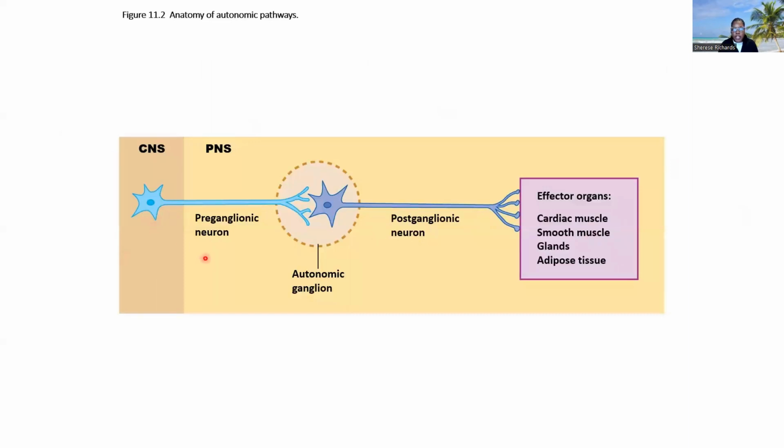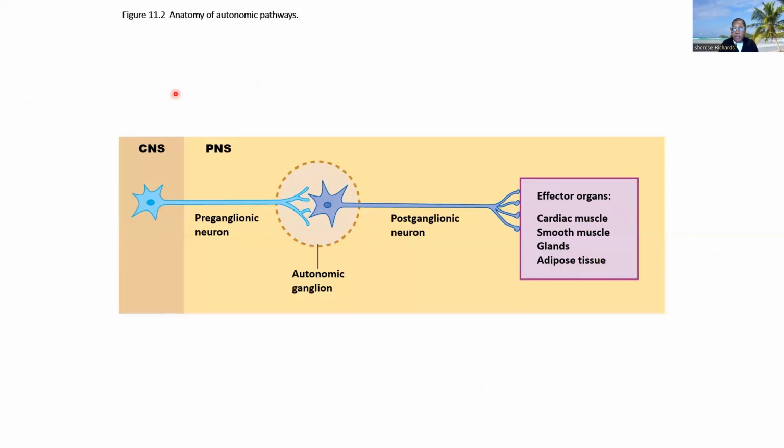Okay, so here's an illustration of the autonomic ganglia. So here's our central nervous system being brain and spinal cord. Here is our preganglionic neuron, and then here we have a synapse that's happening outside of the central nervous system. So we're going to refer to this synapse as a ganglia. And then this specifically will give rise to the postganglionic neuron. And then the postganglionic neuron will then innervate effector organs, which again can be anywhere throughout the body: cardiac muscle, smooth muscle, glands, and adipose tissue.